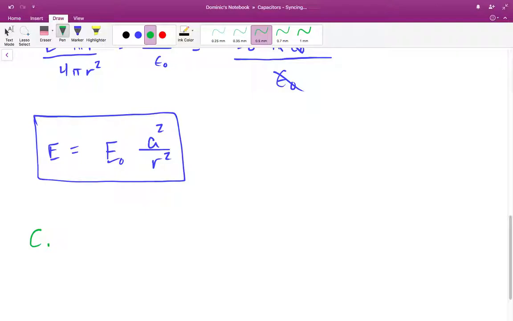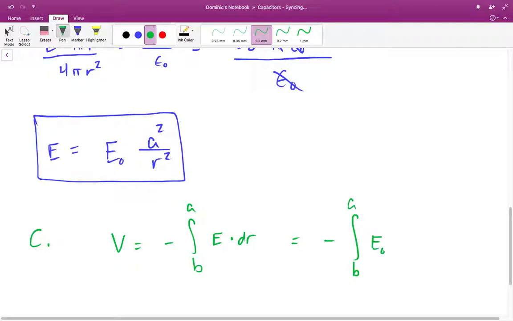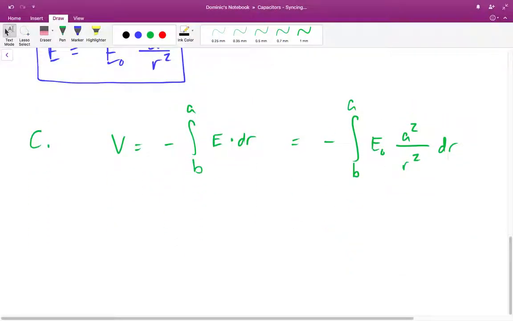Okay, and so to find that, if we already know the electric field, which we do, then V is going to be the negative integral, going from point B to point A of E dot dr. Then I can substitute E in, so the negative integral from B to A of E naught A squared over R squared dr. Taking out my constants, V is equal to negative E naught A squared times the integral of 1 over R squared, which is negative 1 over R, and we evaluate this from B to A.